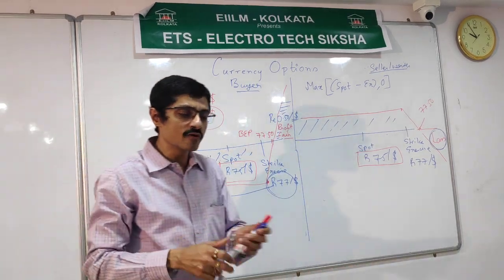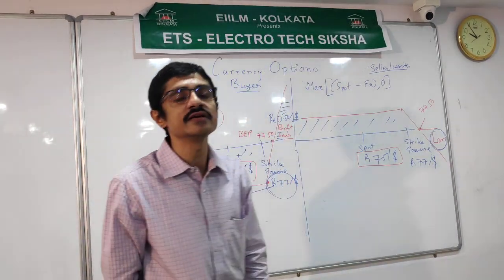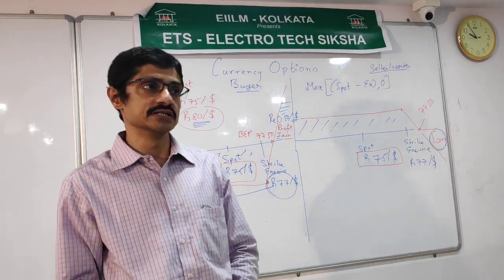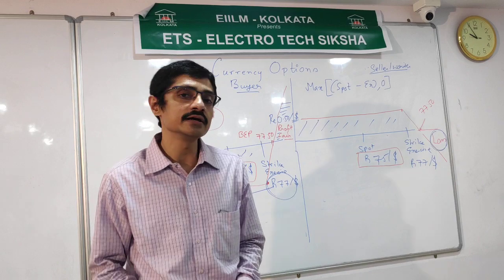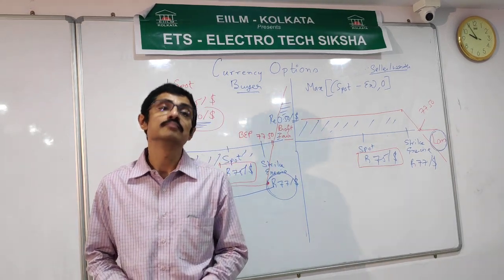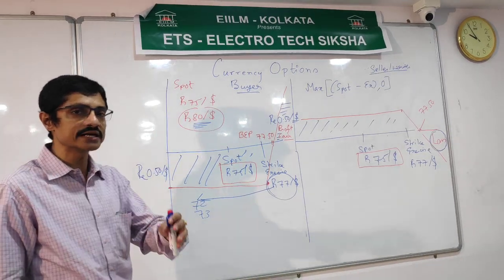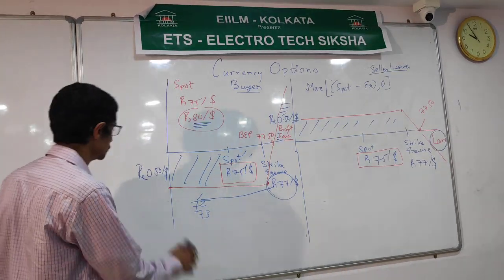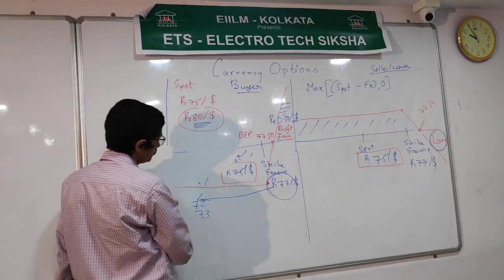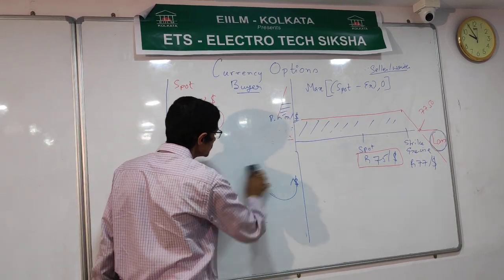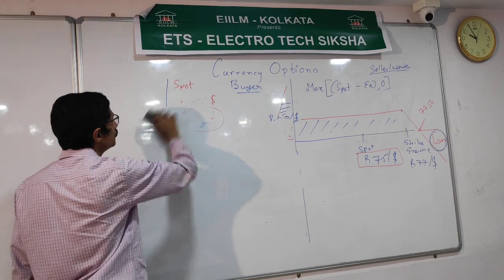The second type of option, which is very beneficial for companies into export business like gems and jewelry and IT companies, is the put option. So from the call option, we are moving into the second set of options, which are known as put options. Now what is a put option? A put option is an option to sell. The call option is an option to buy.